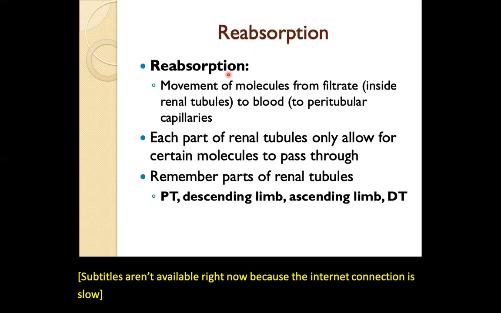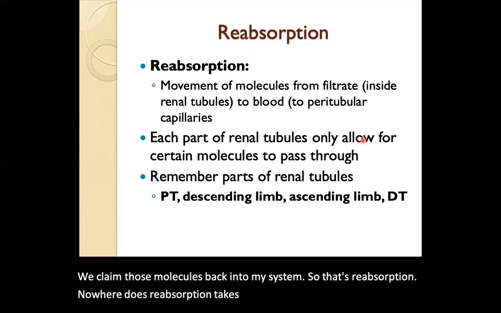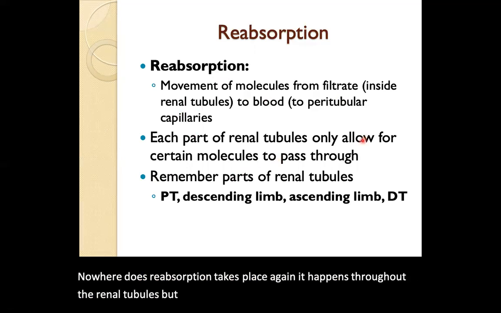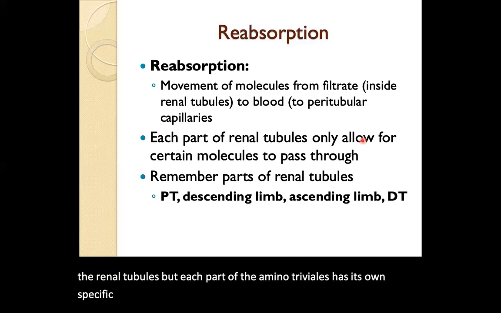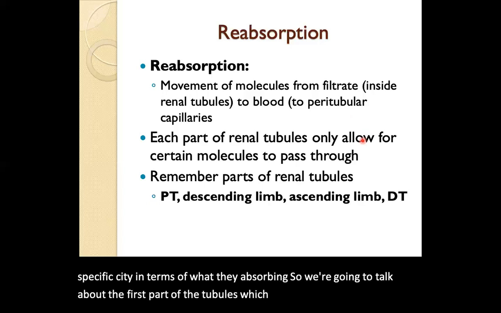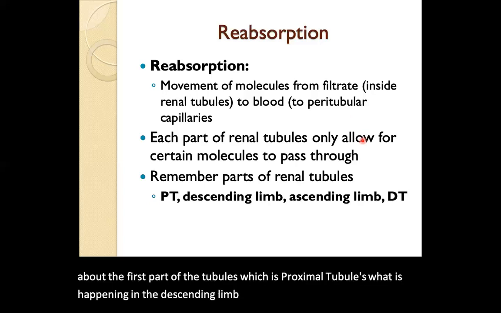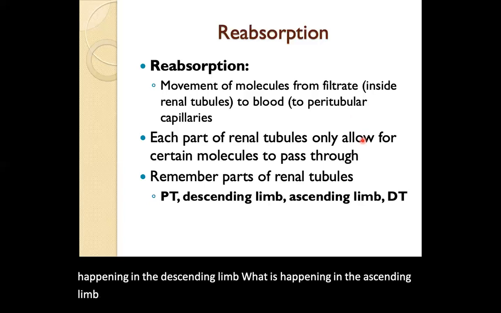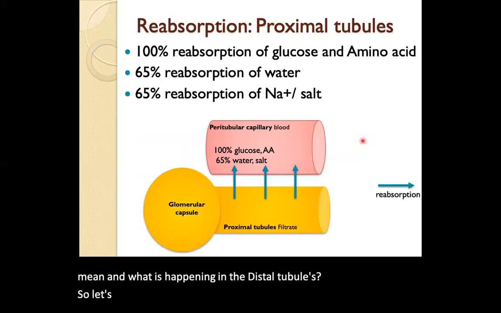Now, where does reabsorption take place? Again, it happens throughout the renal tubules, but each part of the renal tubules has its own specificity in terms of what they're absorbing. So we're going to talk about the first part of the tubule, which is proximal tubules, what is happening in the descending limb, what is happening in the ascending limb, and what is happening in the distal tubules. So let's go ahead and get started.